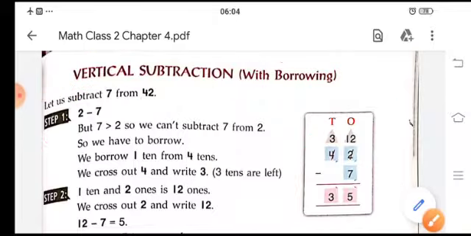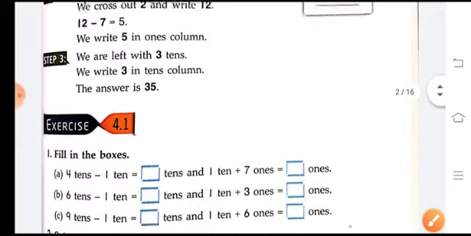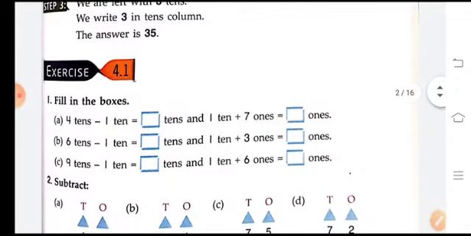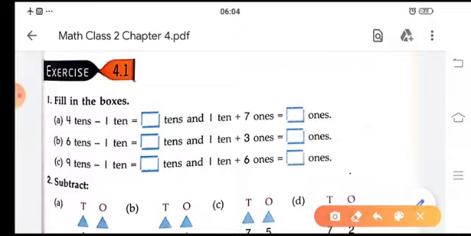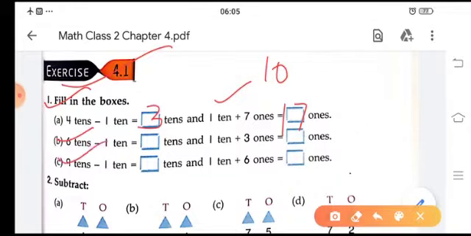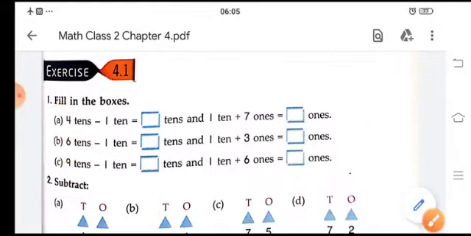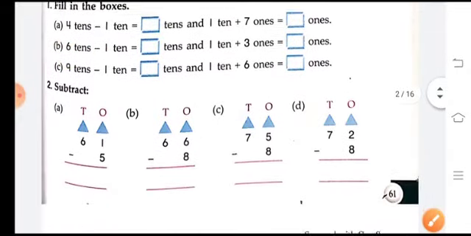Okay, children, so in this way we'll do exercise number 41. Fill in the box. 4 tens minus 1 ten, 3 tens, and 1 ten plus 7 ones, 17 ones, because 1 ten is equal to 10. So 10 plus 7, 17. So do B and C again in the same way. Then we'll move on to subtraction.